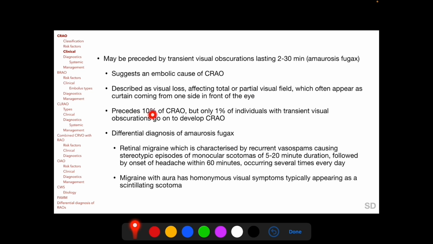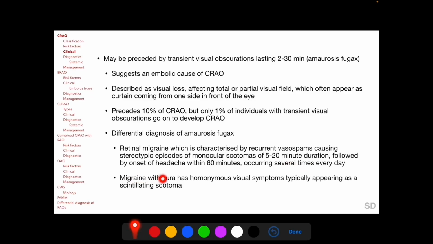Though 10% of CRAO may be preceded by transient visual obscurations, only 1% of individuals with transient visual obscurations go on to develop CRAO. Among the other etiologies of transient visual obscurations, the symptoms of retinal migraine and migraine with aura need to be differentiated from the symptoms of amaurosis fugax. Retinal migraine is characterized by stereotypic episodes of monocular scotomas followed by onset of headache, which may occur several times in a day. And migraine with aura has homonymous visual symptoms, typically appearing as scintillating scotomas.